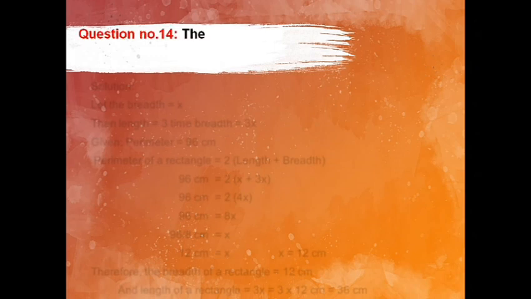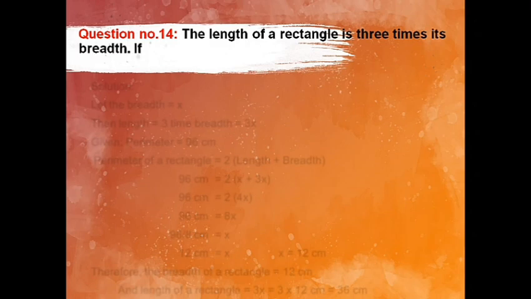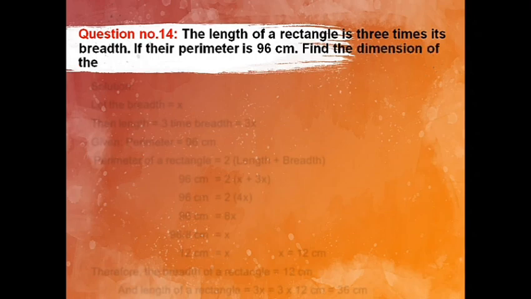Next, question number 14. The length of a rectangle is 3 times its breadth. If their perimeter is 96 centimeter, find the dimension of the rectangle. So here it is given in the question that the length of a rectangle is 3 times its breadth, means length is 3 times the breadth. If their perimeter is 96 centimeter, perimeter is given of a rectangle that is 96 centimeter, find the dimension of the rectangle. So dimension of a rectangle, we have to find out, dimension means we have to find out length and breadth.